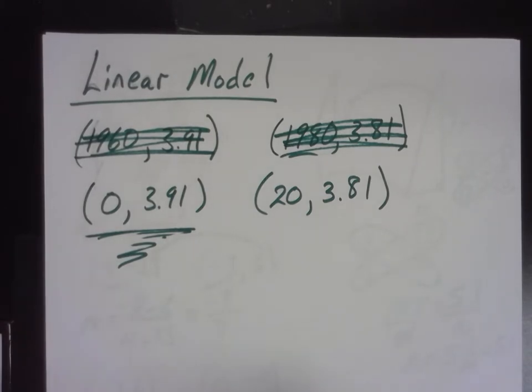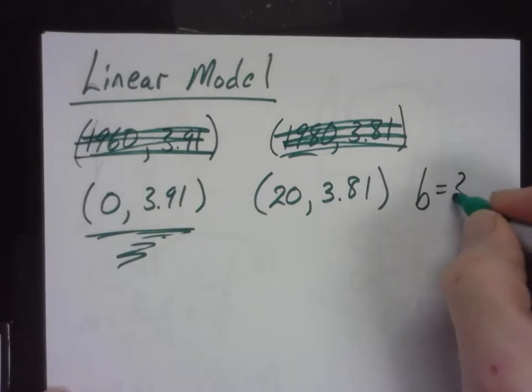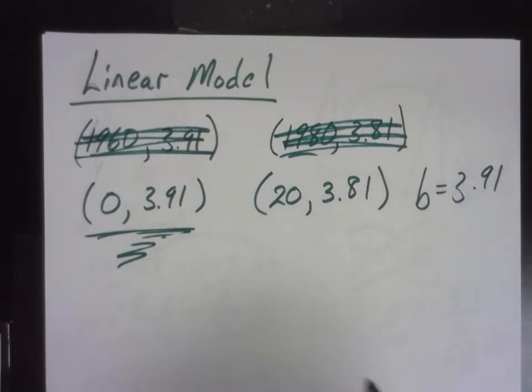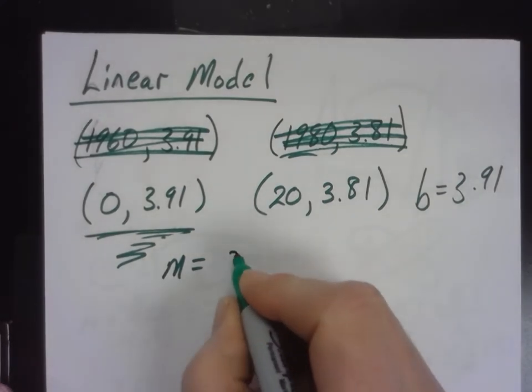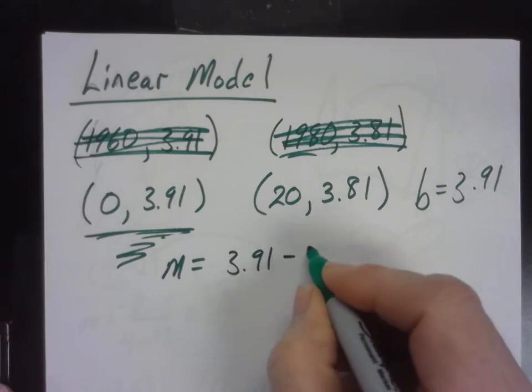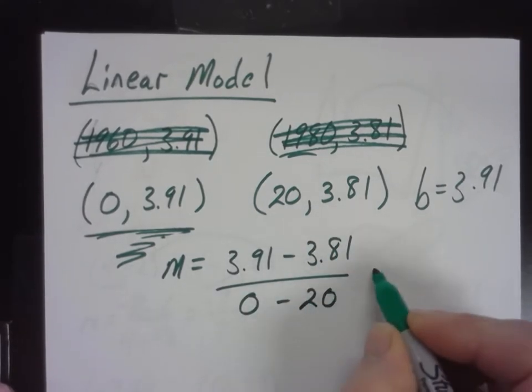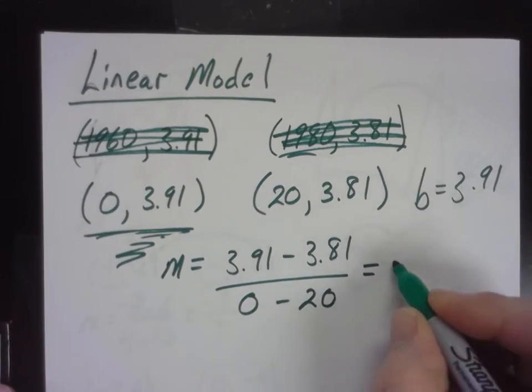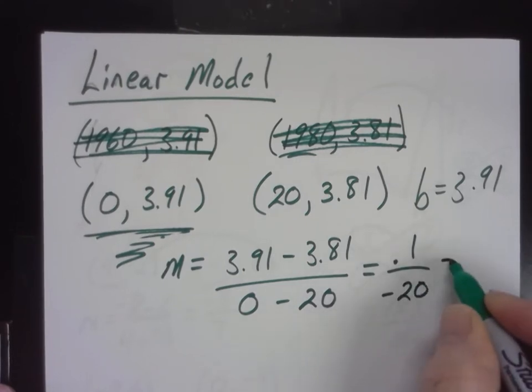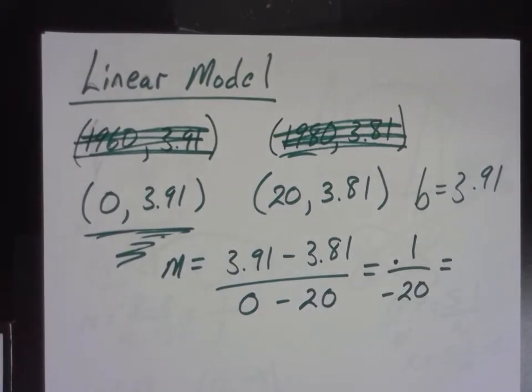Okay, so we know the y-intercept is 3.91. We can find the slope here. Now, does the decimal answer make sense this time? Yeah. Definitely. Okay, do it. 0.1 over negative 20 doesn't make a lot of sense, does it? It makes 0 sense.